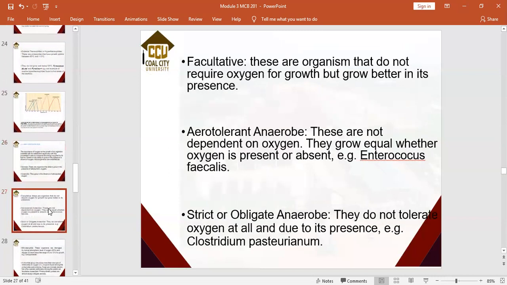Then we now have the facultative organisms. These are organisms that do not require oxygen for growth, but grow better in its presence.